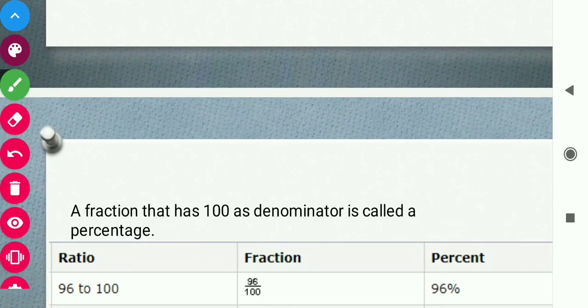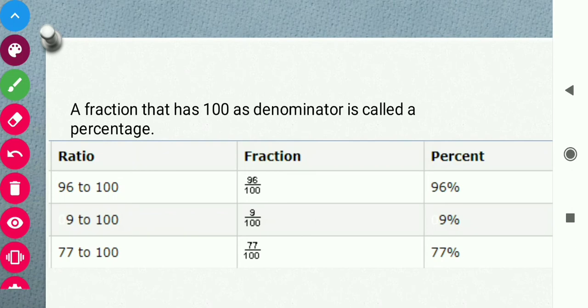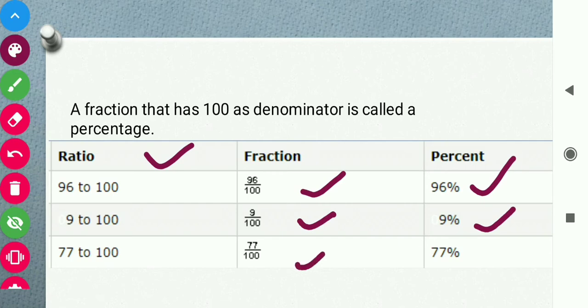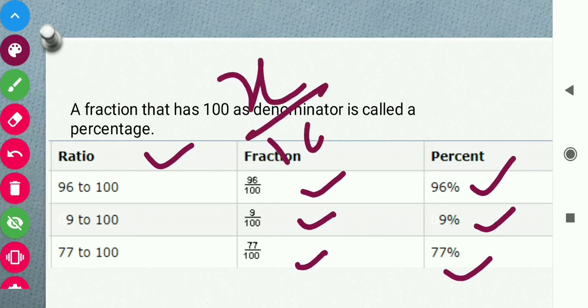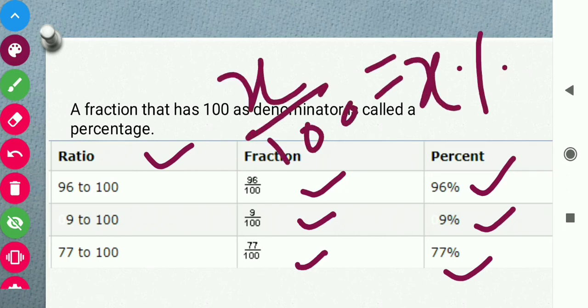Next, a fraction that has 100 as a denominator is called a percentage. So friends, in a ratio, if the second term is 100, that also you can call a percentage. Like 96 to 100: in a fraction you can write 96 upon 100, which means 96%. Similarly 9 by 100 you can write 9%, and 77 upon 100 you can write 77%. In general, x upon 100 you can write as x percent. In a ratio, if you are speaking about percentage, the second term is always 100.